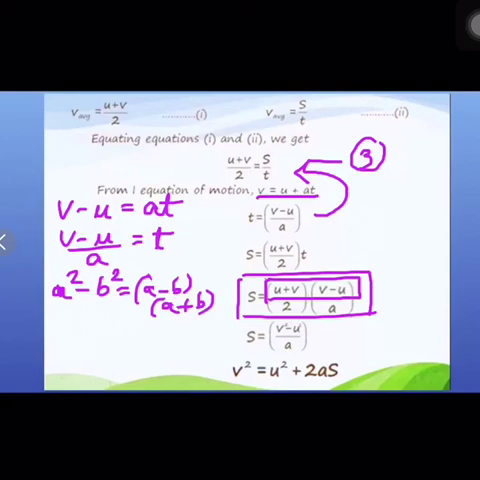By applying this identity, instead of writing this u plus v and v minus u, you will straight away write this v square minus u square upon 2a. So after this, you cross multiply this equation and you will get v square is equal to u square plus 2as, or v square minus u square is equal to 2as.